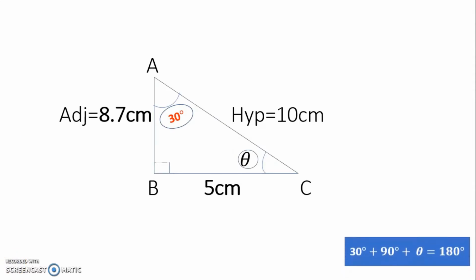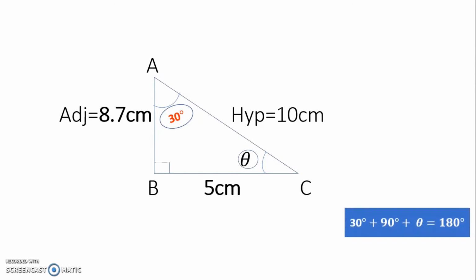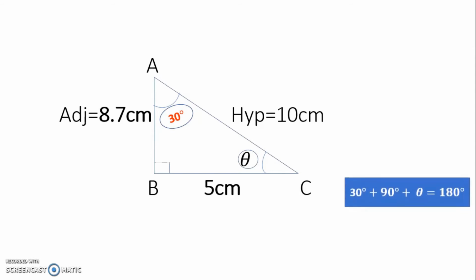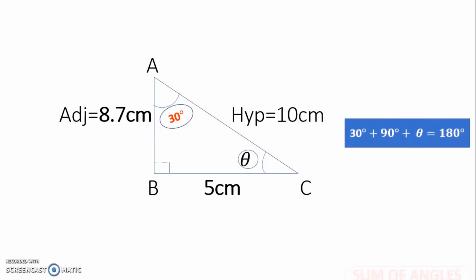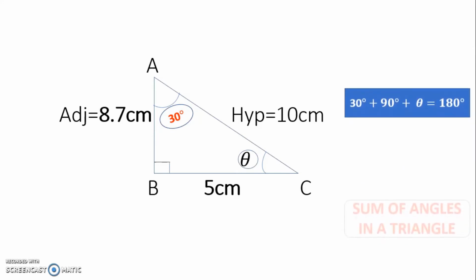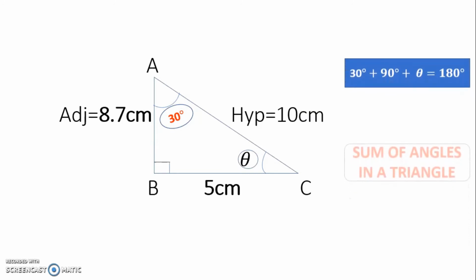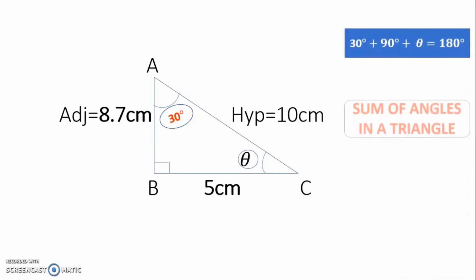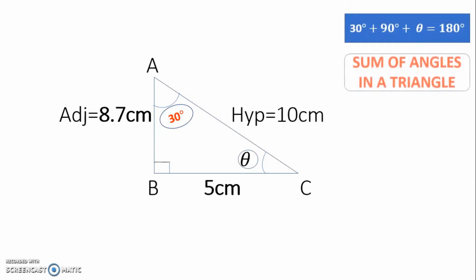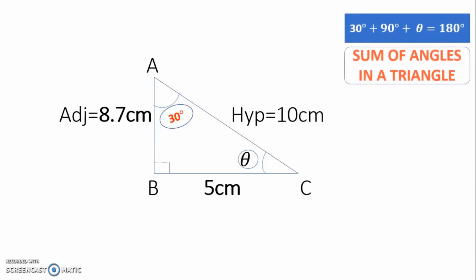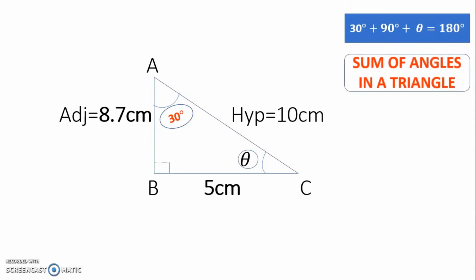So to find theta, we are going to add everything in the right angle triangle. That's all the angles. So it becomes 30 degrees plus 90 degrees plus theta is equal to 180 degrees. And the reason is because the sum of angles in a triangle is always equal to 180 degrees. So 30 degrees plus 90 degrees will give us 120 degrees. So we have 120 degrees plus theta is equal to 180 degrees.